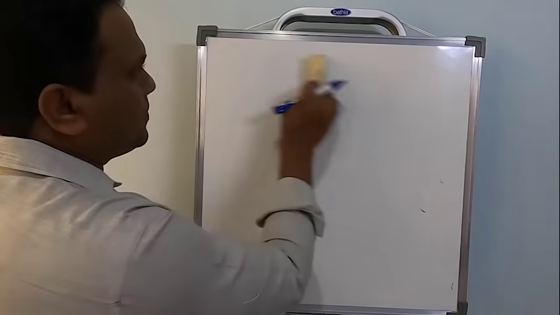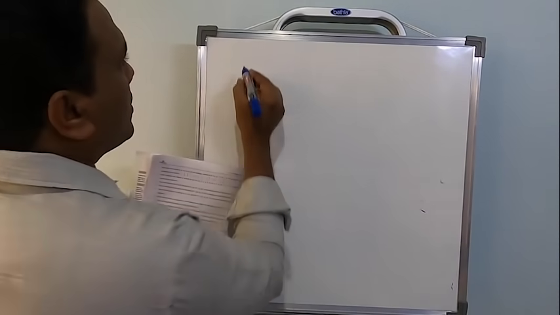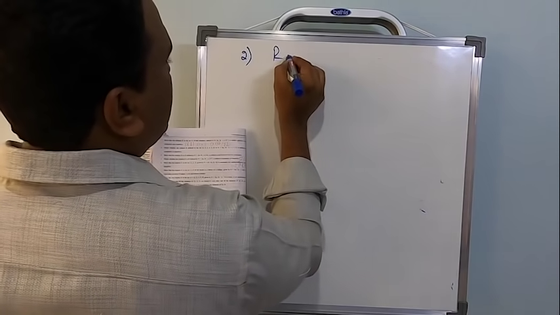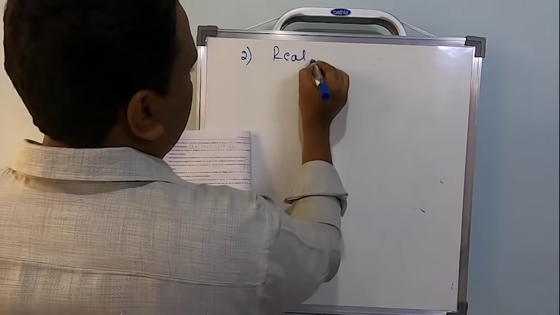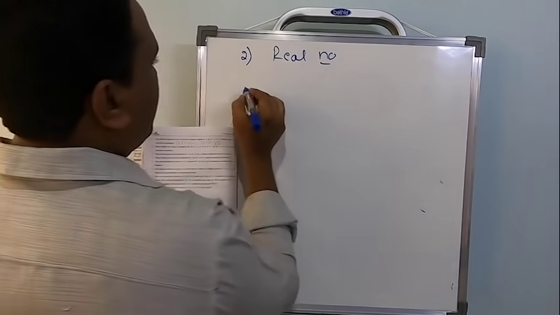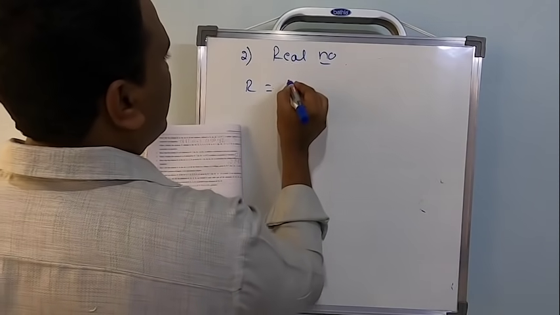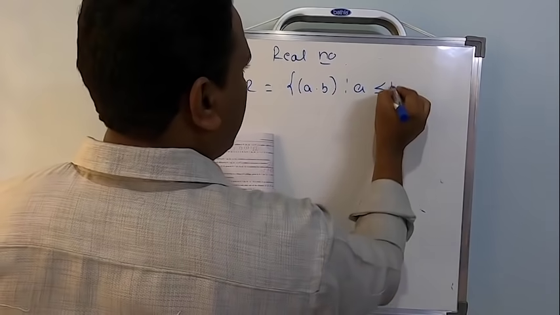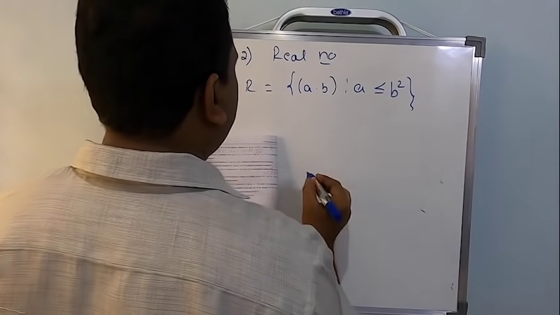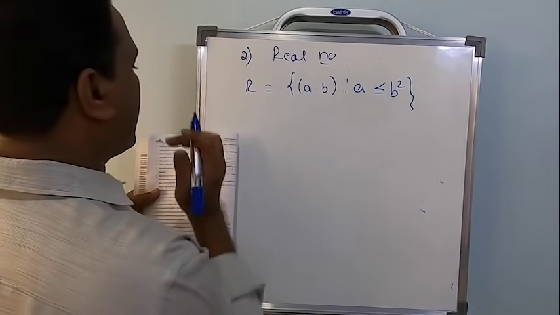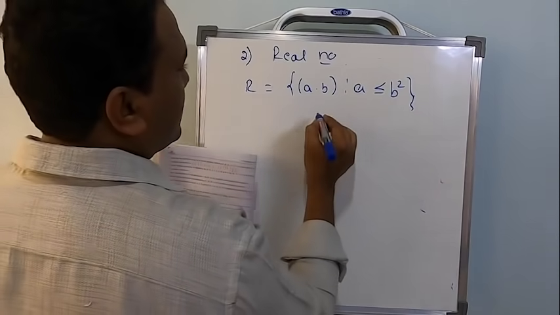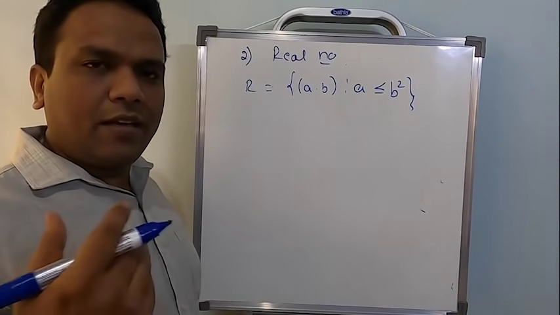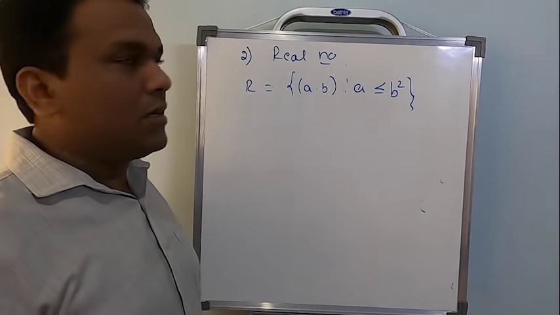Second problem. The second problem says it is defined on the set of real numbers. It is defined as R is equal to the ordered pair (a, b) such that a is less than or equal to b square. We need to show that it is neither reflexive nor symmetric nor transitive. It will not satisfy any of the three properties.